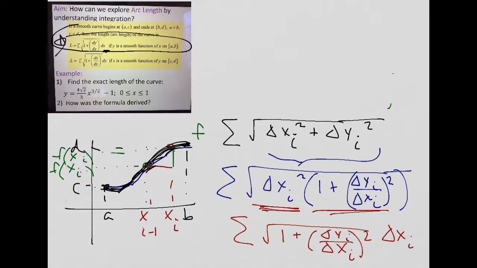So I needed some room, so I erased the stuff at the top so I could use the space up here. I didn't need it. So once again, that delta x sub i, that's going to be like our dx. And let's take a look at our sum.